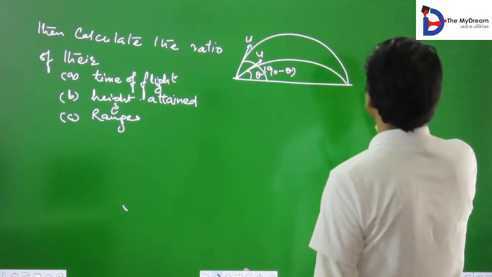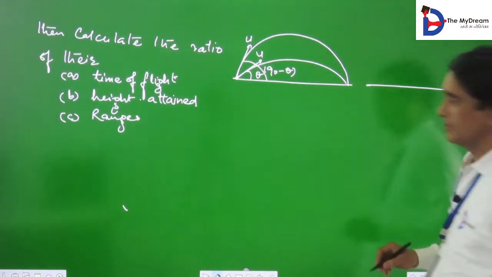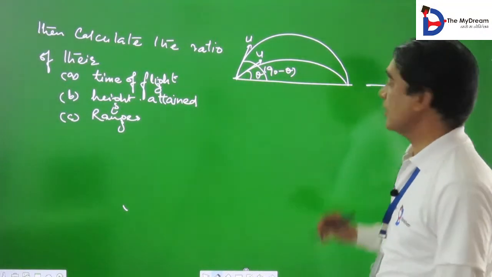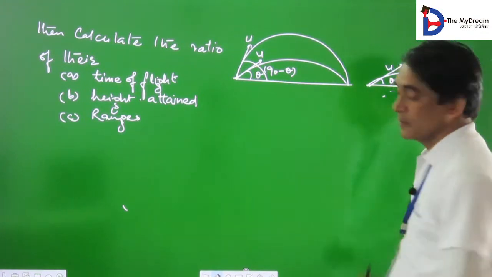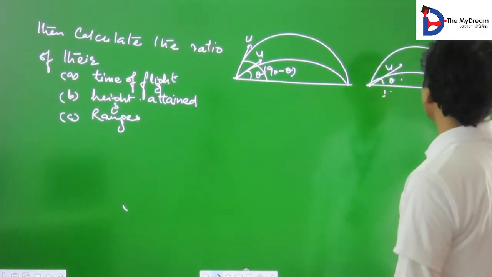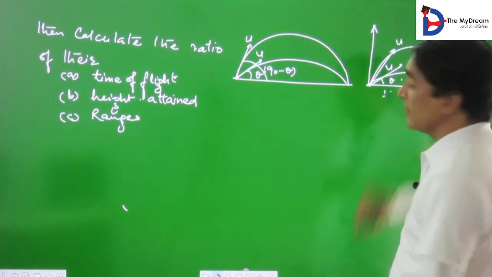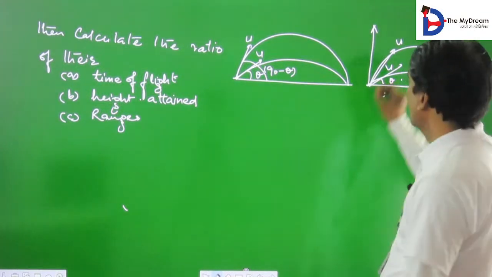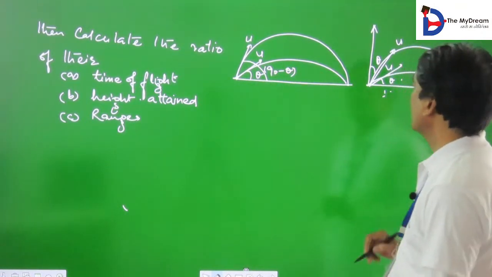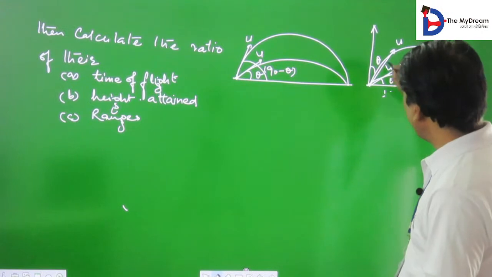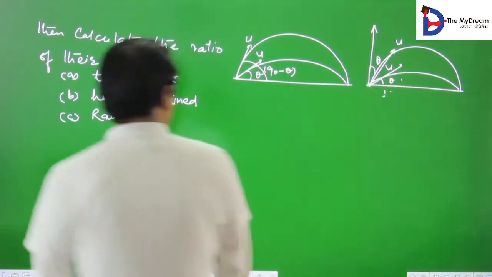If this problem is asked in another way, that is, an object is thrown at an angle theta with the horizontal, another one is projected with the same velocity, with a certain velocity, makes an angle 90 minus theta with the horizontal. These two are same. Got it?